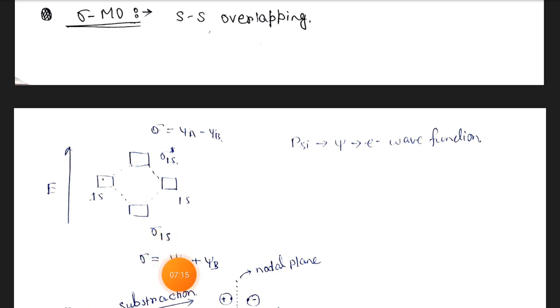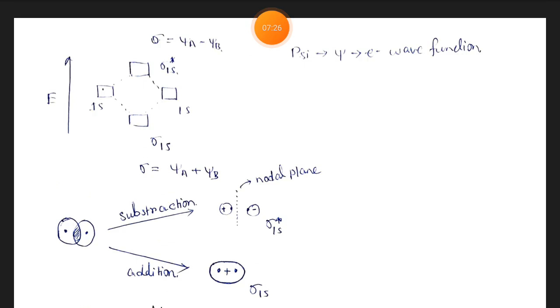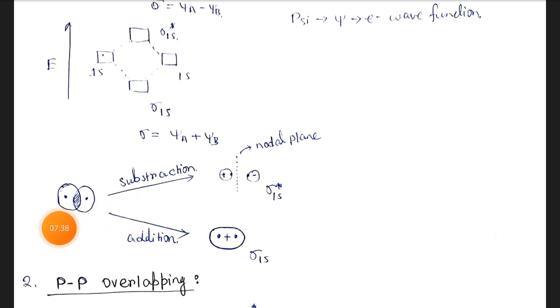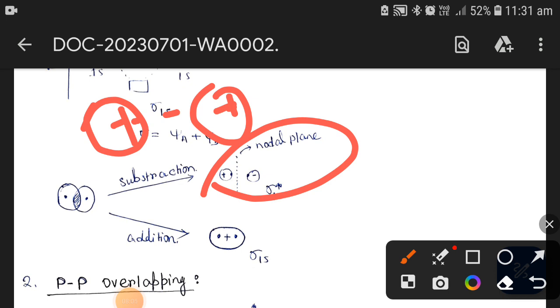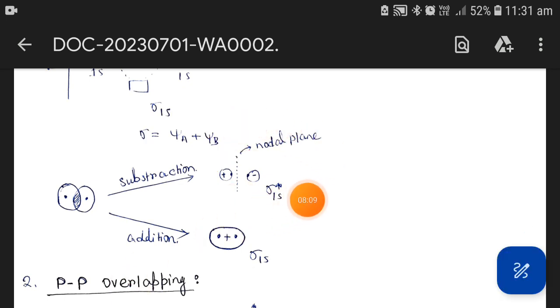Sigma is formed by the wave function psi A plus psi B, and sigma star is formed by psi A minus psi B. Now we can represent this with an orbital interaction: if two nuclei, 1s and 1s, are there, and we add these two, then this type of formation takes place, and this is sigma 1s. If there is a nodal plane, from the subtraction of these two, where one is positive and the other is minus, then this type of formation takes place. This is a nodal plane and this is sigma star 1s.